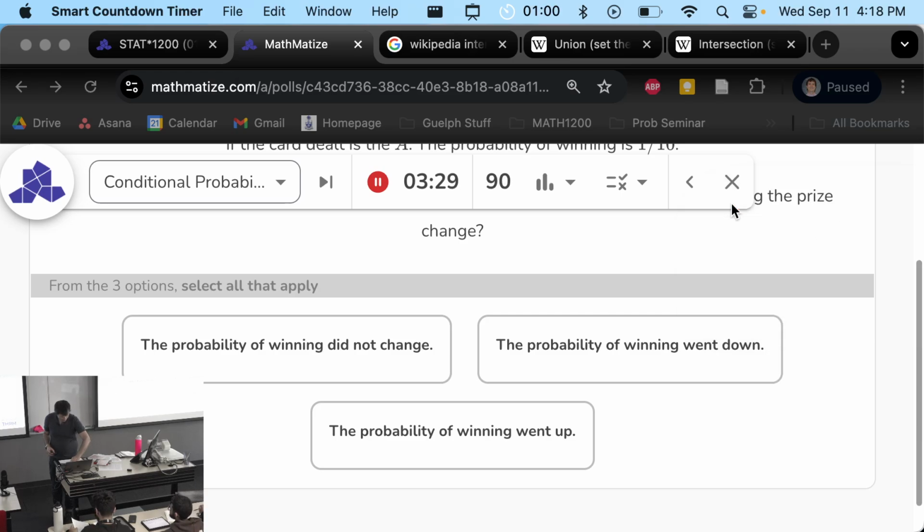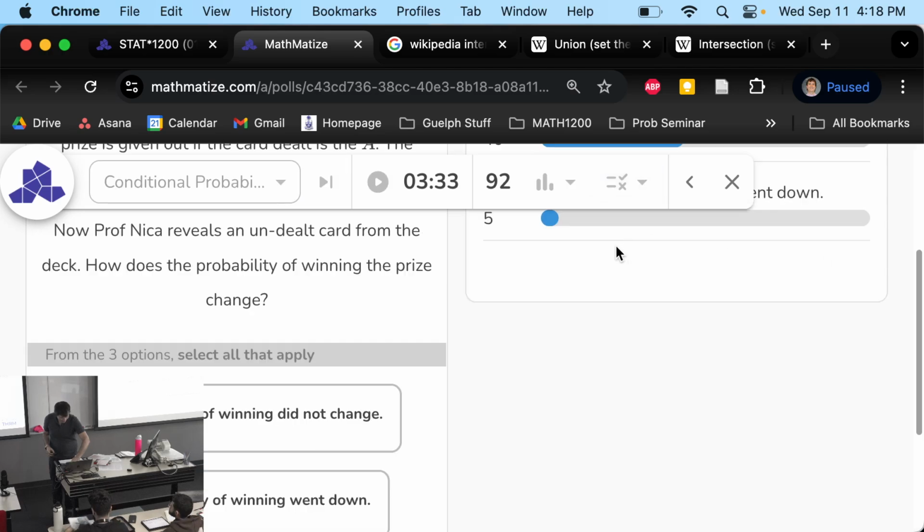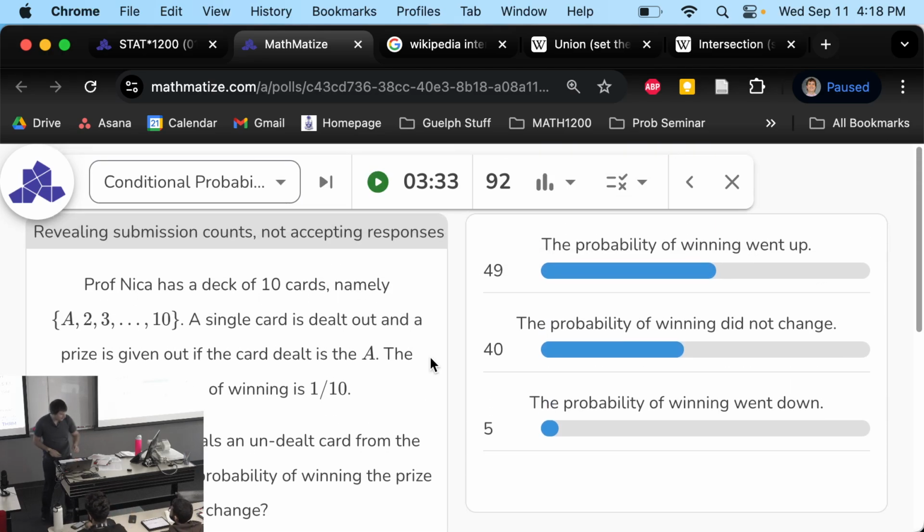Okay. Time is up. Let us see what people think. Reveal counts. Oh, very even split. Half the class thinks the probability went up. Half the class, a little under half, thinks it did not change. It's very tempting to think it didn't change, right? Because we're asking you in a math class, please calculate something. You would think that answer can't change, right?